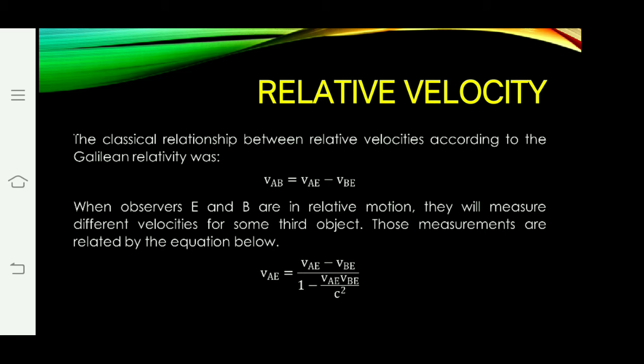The classical relationship between relative velocities according to the Galilean relativity was v_AE = v_AB + v_BE. When observers E and B are in relative motion, they will measure different velocities for some third object. Those measurements are related by the equation below. As you can see in the equation.